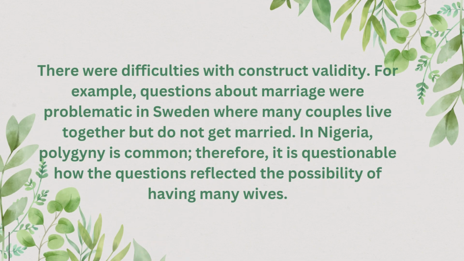There were difficulties with construct validity. For example, questions about marriage were problematic in Sweden, where many couples live together but do not get married. In Nigeria, polygyny is common. Therefore, it is questionable how the questions reflected the possibility of having many wives.